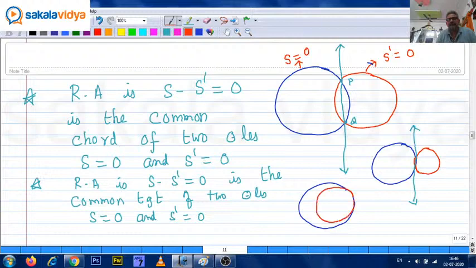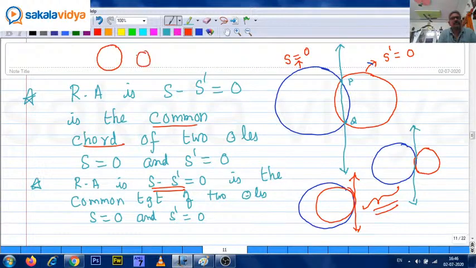In both cases, same. For example, this is the common tangent. So in these two cases, the common tangent is given by s minus s dash is equal to 0. So now here, the common chord is called the radical axis. For example, the two circles are like this. This is called the radical axis.